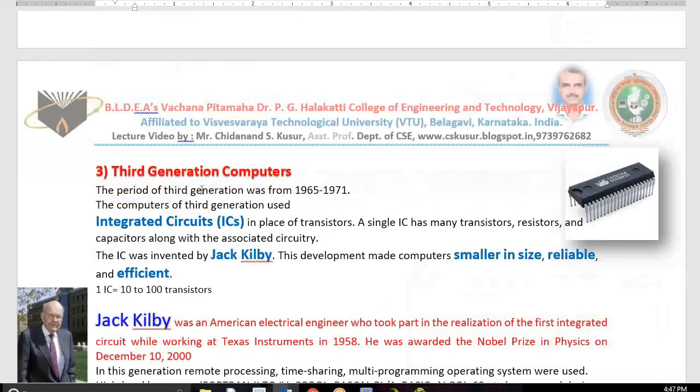In the period of third generation, 1965 to 1971, the computers used integrated circuits in place of transistors. Transistors were replaced by ICs. A single IC has many transistors, resistors and capacitors inside along with the associated circuit. The IC was invented by Jack Kilby. This development made computers smaller in size, reliable and efficient. One IC is equivalent to nearly 10 to 100 transistors and even more.